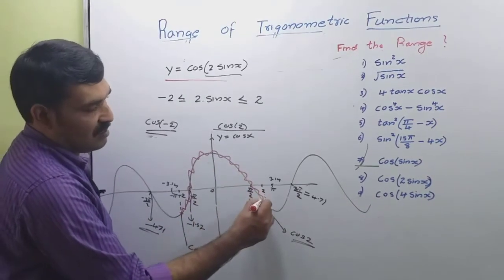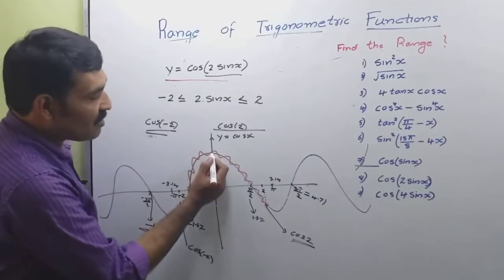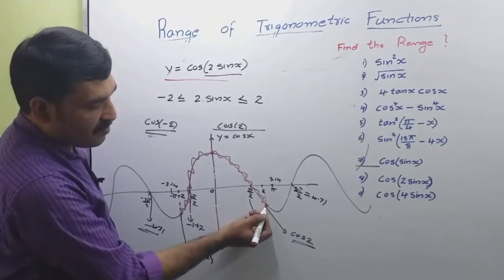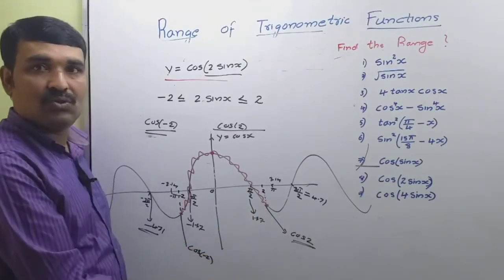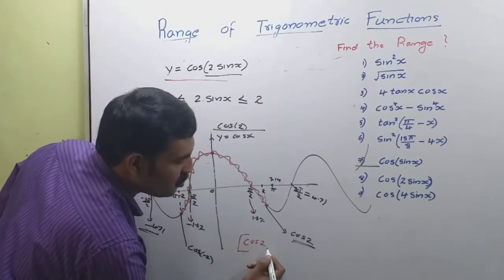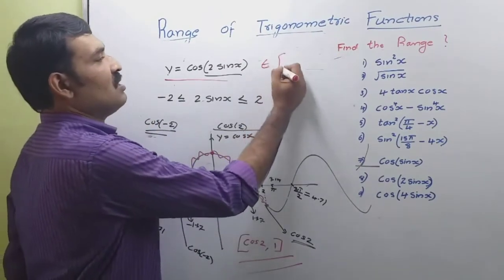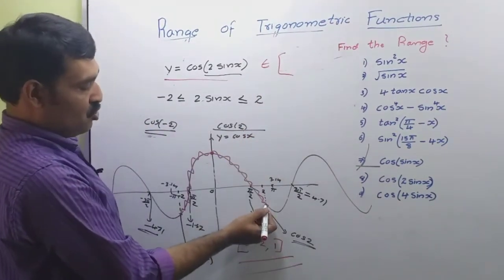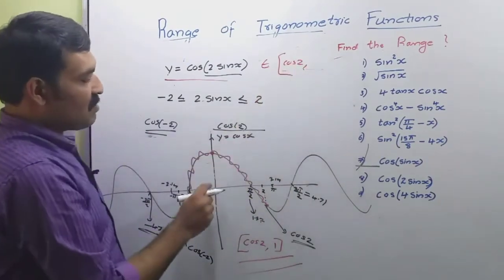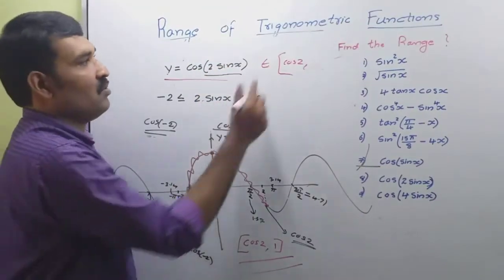This is the graph of y is equal to cos of 2 sin x. The maximum value of this graph is 1 and the minimum value is cos 2. So the function belongs to cos 2 to 1. The range of this function is: the minimum value is cos 2, which is equal to cos of minus 2, and the maximum value is 1 when 2 sin x is equal to 0.